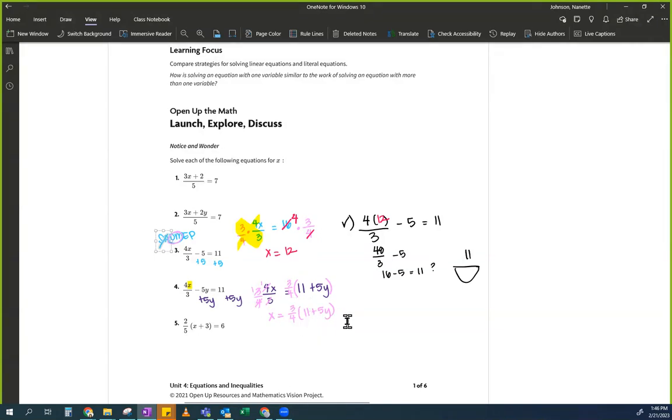So here's my answer. I am done. Notice the steps are still the same. Add 5y. Multiply by 3/4. Done. The only thing is we couldn't add these two together, so we left it. And the other thing is we had to multiply by the whole thing. So this is almost like distribution, but I'm not going to distribute. I'm just going to leave them exactly like that.